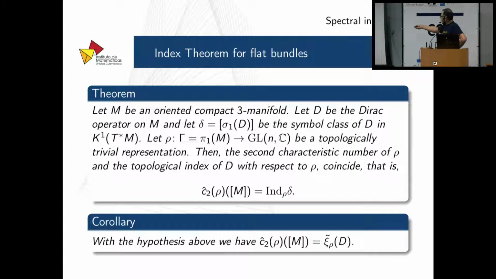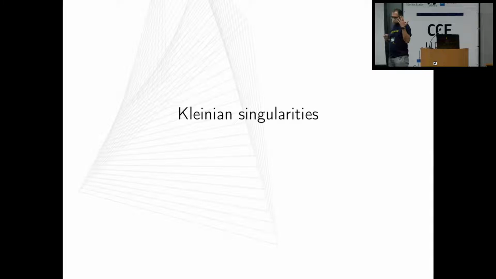Okay, so then we have characteristic numbers of representations. We have a spectral invariance, and we saw that in a particular case, for three-manifolds, the Dirac operator and topologically trivial representations, the second characteristic number and the indices coincide. Now, I want to relate this with Kleinian singularities.